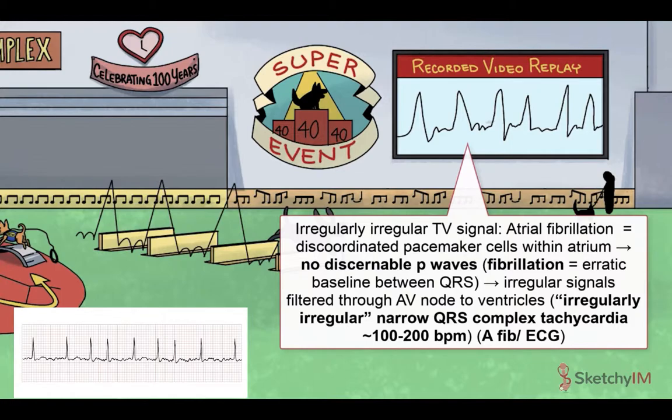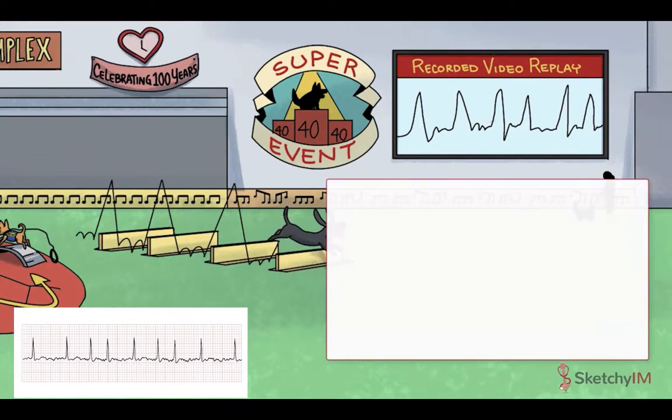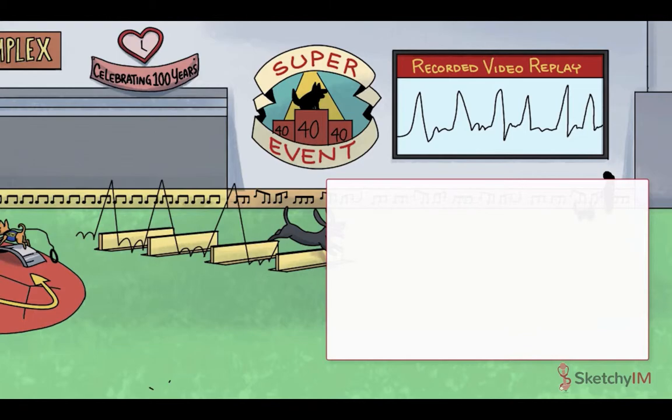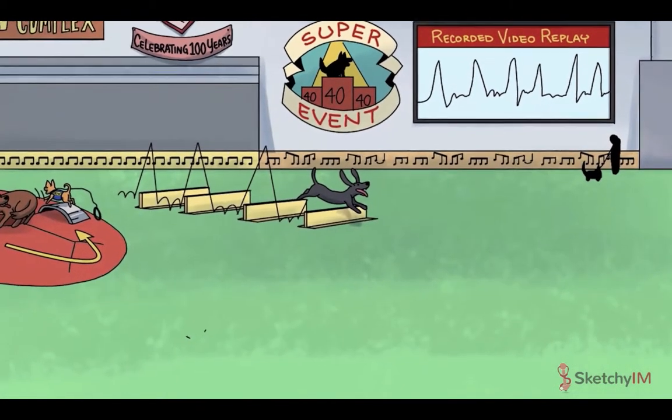Notice that in between spikes is just a weird squiggly line. That's because there's no coordinated depolarization of the atria, so we lose the P wave, and you may only see a wavy, erratic baseline between the transmitted QRS complexes. Don't worry, our next sketch is all about them AFibs, what causes the fibs, and how to treat them.